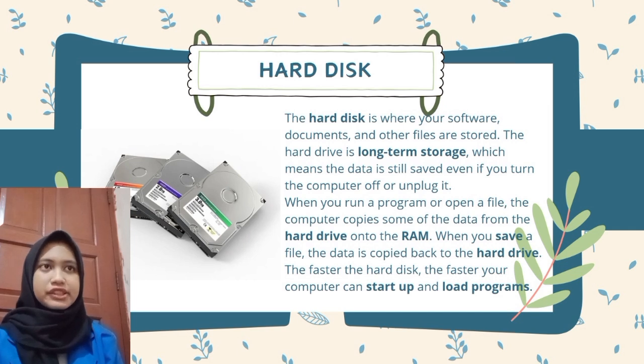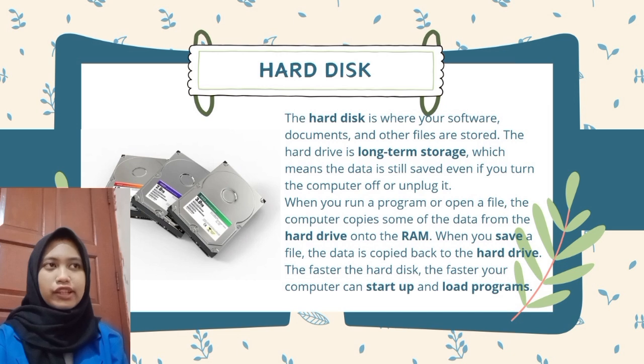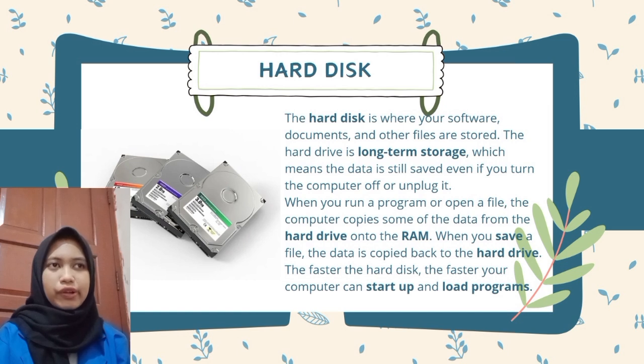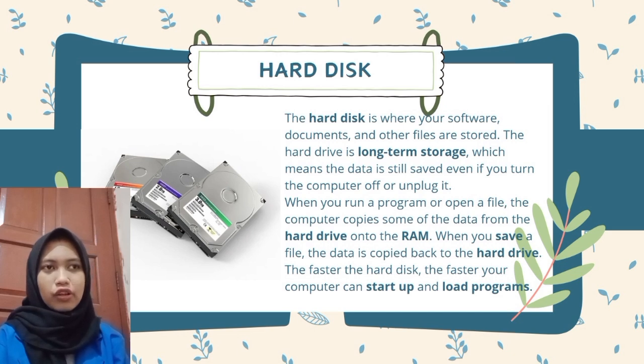Next one is the hard disk. The hard disk is where your software, documents, and other files are stored. The hard drive is long-term storage, which means the data is still safe even if you turn the computer off or unplug it. When you run a program or open a file, the computer copies some of the data from the hard drive into the RAM. When you save a file, the data is copied back to the hard drive. The faster the hard disk, the faster your computer can start up and load programs.